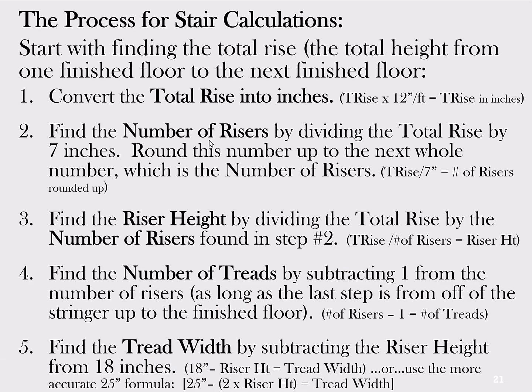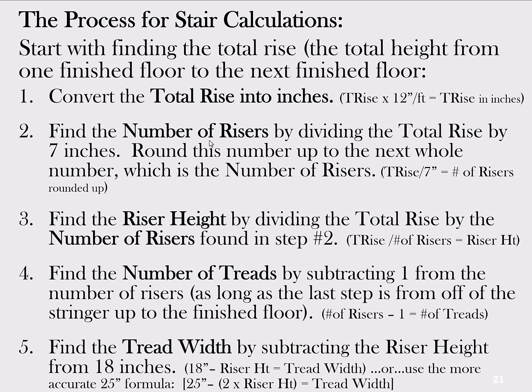Okay, so the process, you start with finding the total rise. You find that's in the problem, typically, right off the bat. And you take that total rise and you convert it to inches. That's similar to what we were doing in the other problems for joists, studs, and rafters. So convert the total rise into inches. I've got in brackets here T rise for total rise times 12 inches per foot, and that'll give you the total rise in inches. So we haven't changed the number, we just converted it all to inches.